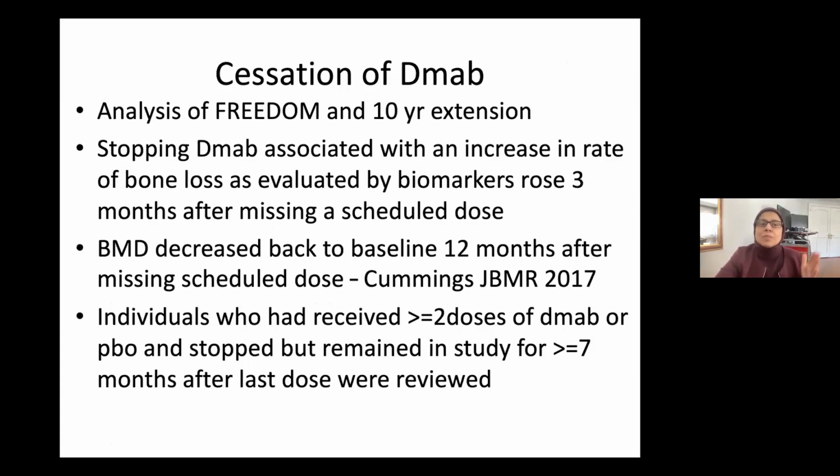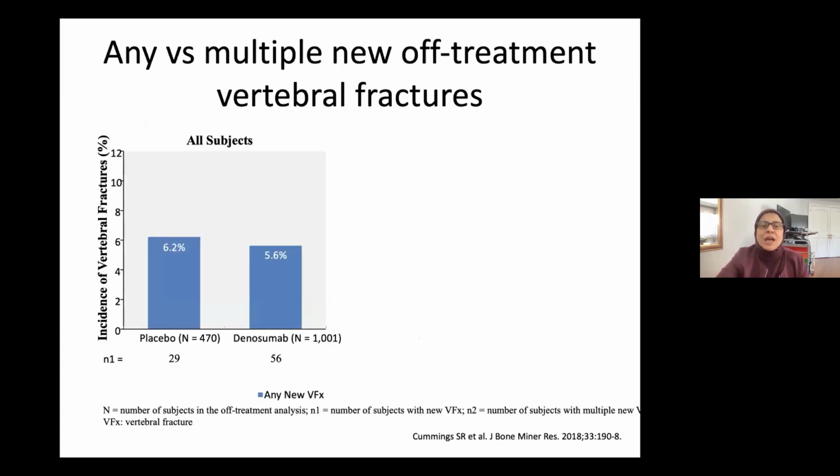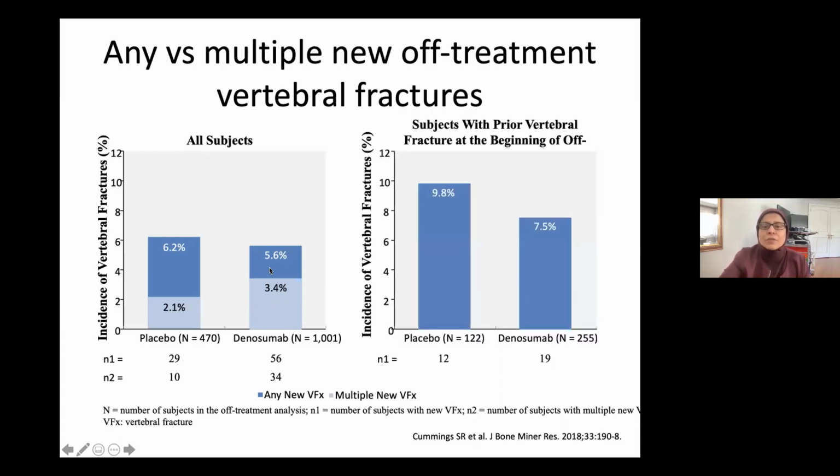So when we stop denosumab therapy, there will be a rise in bone remodeling, and there will be an increase in the risk of fracture. And what we've seen in those patients who have stopped denosumab therapy is a rise in the risk of vertebral fractures. These are the people who are on placebo. This is the group that was on denosumab. And the proportion who had multiple vertebral fracture was actually higher in the group that had been on denosumab than the group that had been on placebo. And this was in the patient population that had previously had a vertebral fracture.